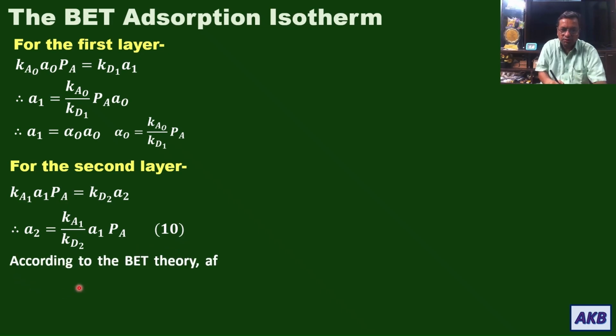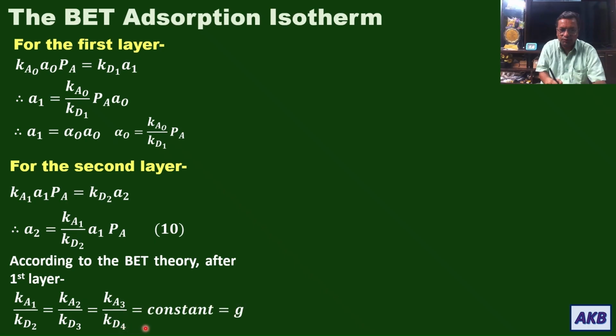Now, according to the BET theory proposed by Brunauer-Emmett-Teller, after the first layer, the ratio of the velocity constant of adsorption to the velocity constant of desorption remains constant. That is, Ka1 upon Kd2 is equal to Ka2 upon Kd3, which is equal to Ka3 upon Kd4. It remains constant, and we are going to denote that ratio by G, which is a constant.